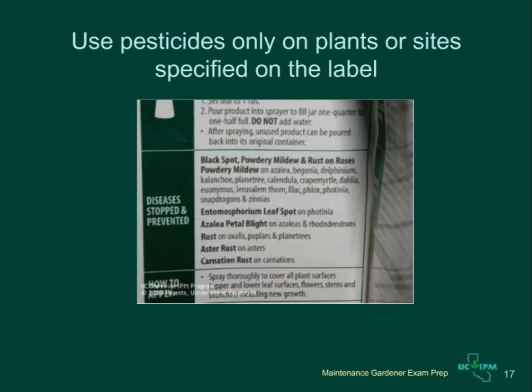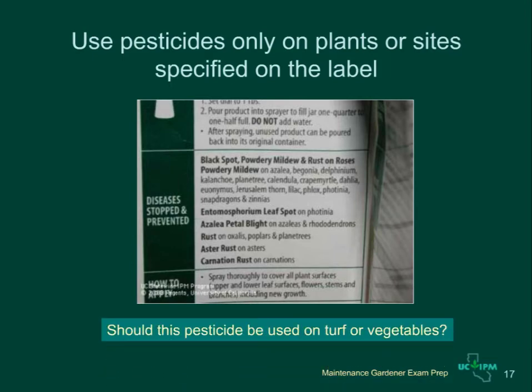Look at this label and identify what plants and pests it can be used against. Can it be used on turf or vegetables? No. This product is only listed for use against specific diseases on the listed ornamentals, including azalea.